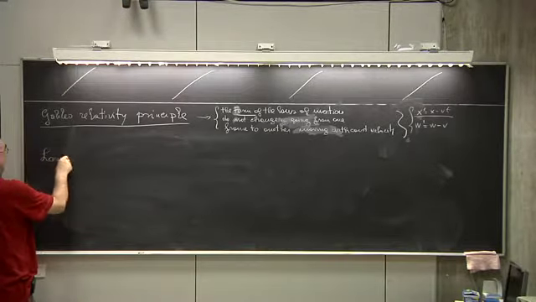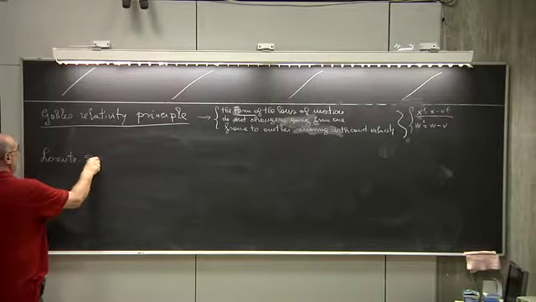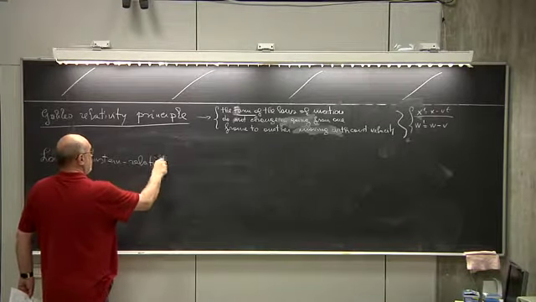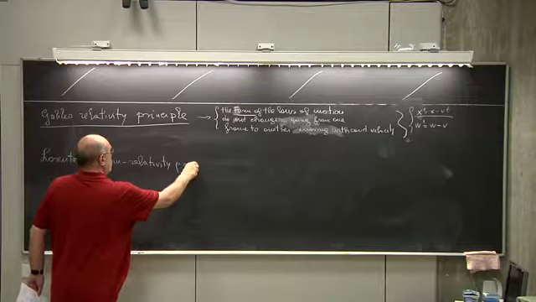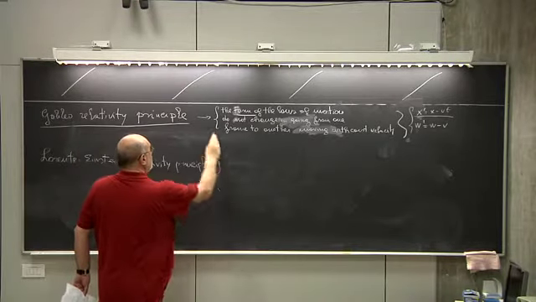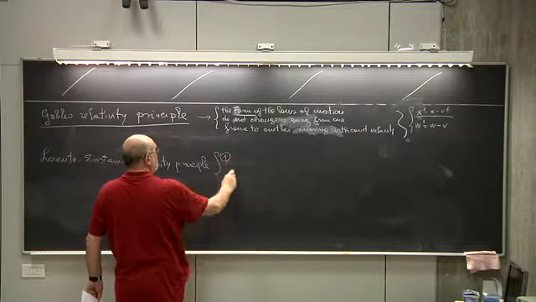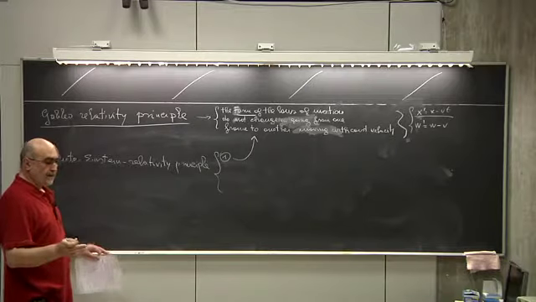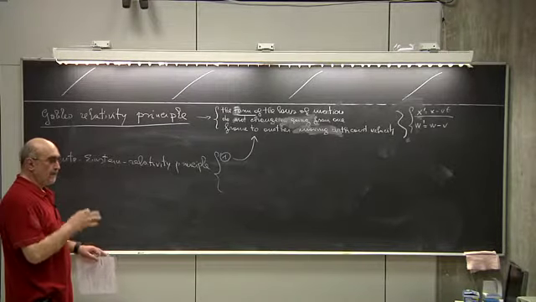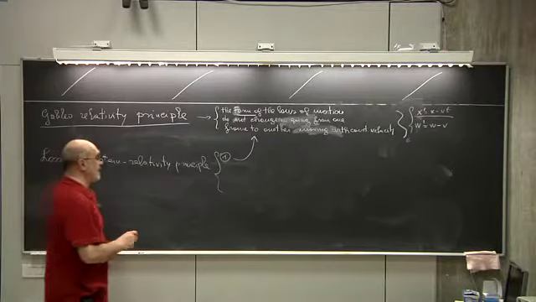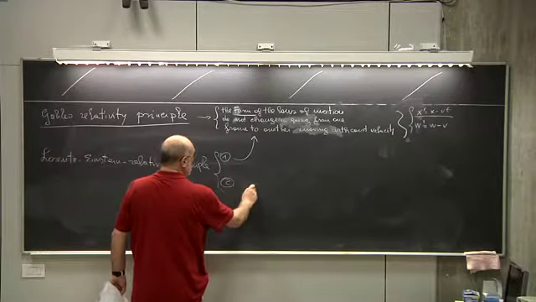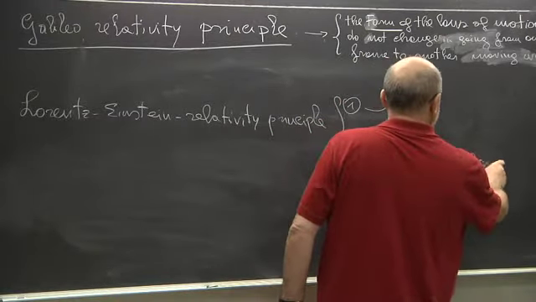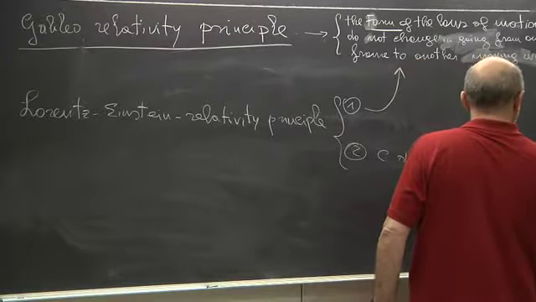Let's call it the Lorentz-Einstein relativity principle. Well, it is made of two parts. The first one is the same as the Galilei one, in the sense that the form of the equation of motion remains the same when you move from one frame to another, moving with constant velocity relative to the other. But the second postulate is that c does not change going from one frame to the other.